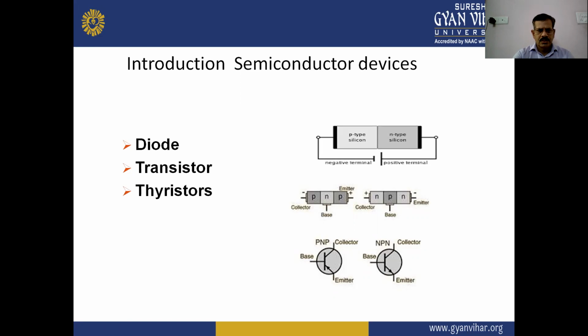Here the diode is basically a two-terminal semiconductor device, which is made by P-type and N-type semiconductors. And the transistor is a three-layer or three-terminal device, which is PNP and NPN type transistors. And the third one is the thyristor or SCR, that is the silicon controlled rectifier, which is also a three-terminal semiconductor device.